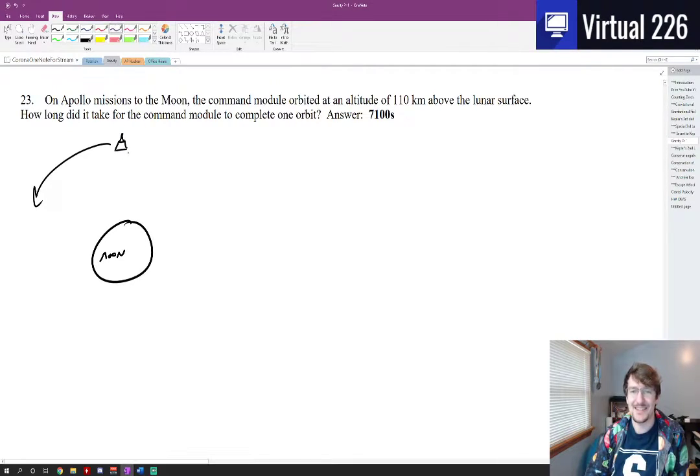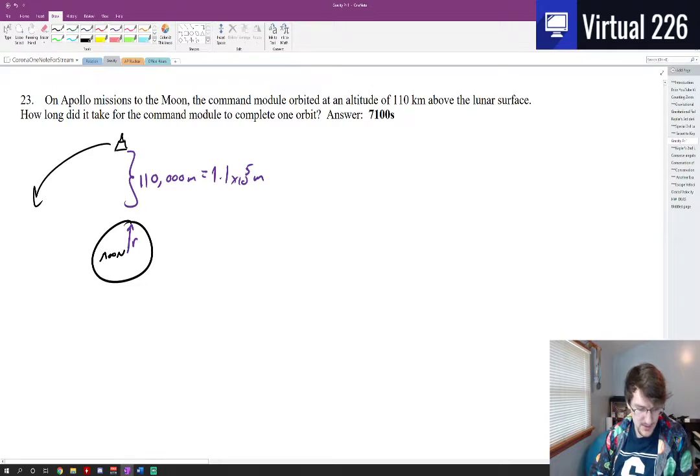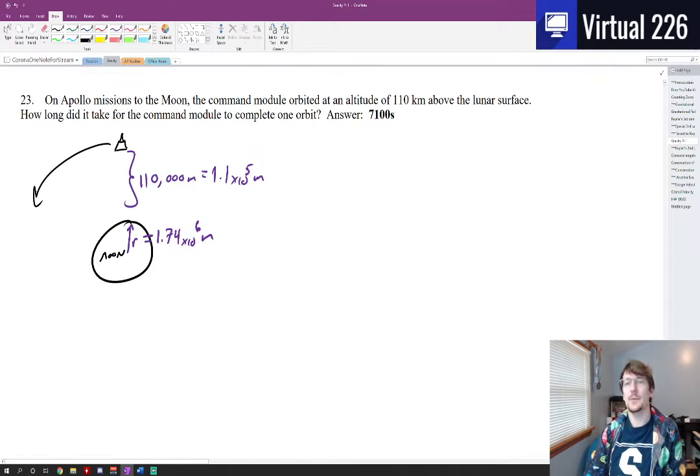And it is at a distance of 110 kilometers. We could write this as 110,000 meters, or as 1.1 times 10 to the 5th meters. We also know that the moon itself has a radius. Let's see if we can solve using our helpful little sheet here. The moon has a radius of 1.74 times 10 to the 6th meters.